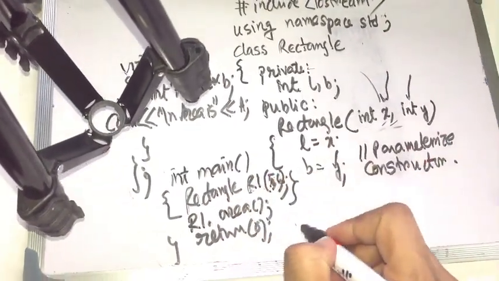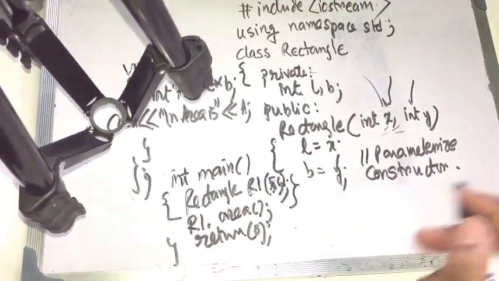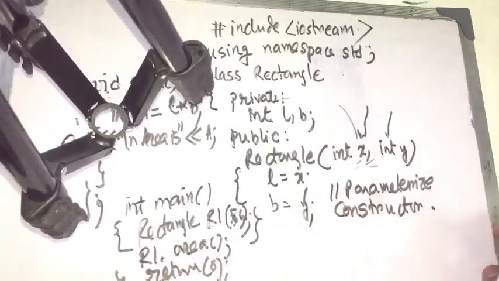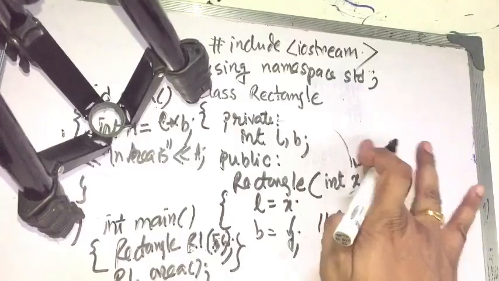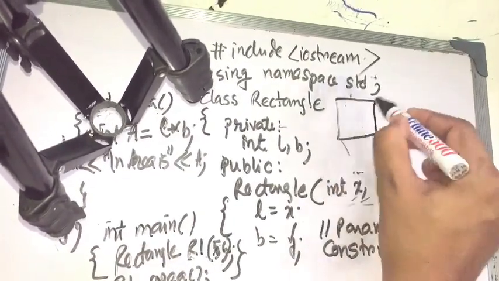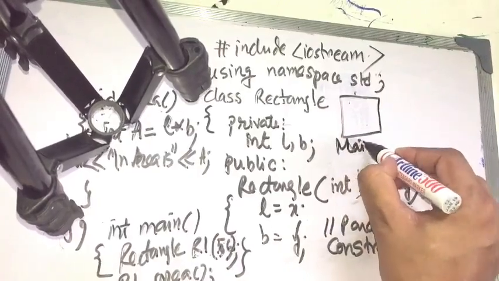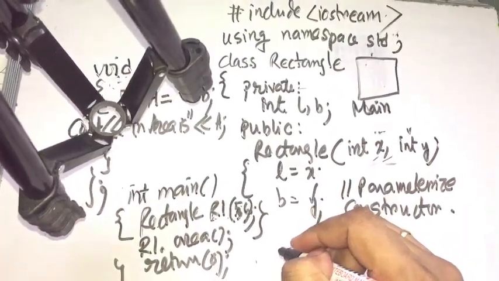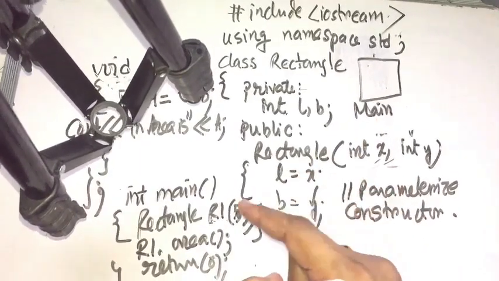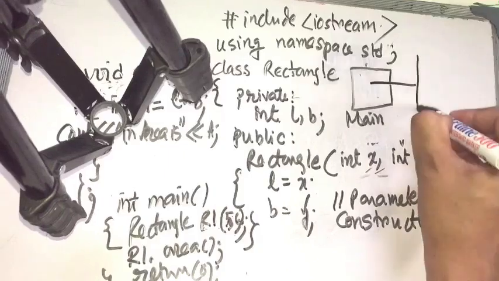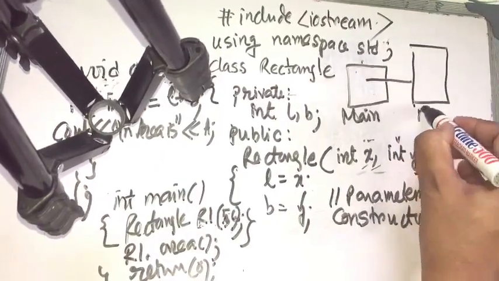The simple example of a parameterized constructor. Let's consider the example with the following diagram. Suppose this is main. We know main is the entry point for every C or C++ program. So main creates the R1 object.